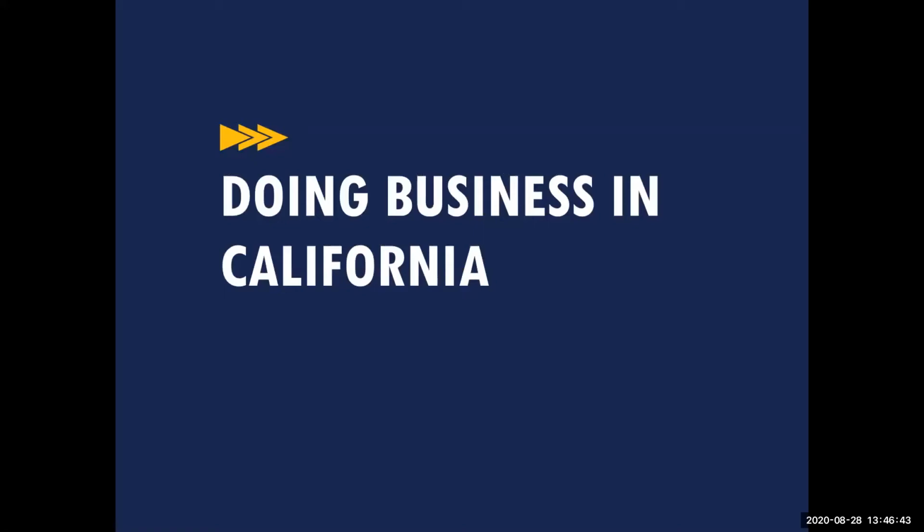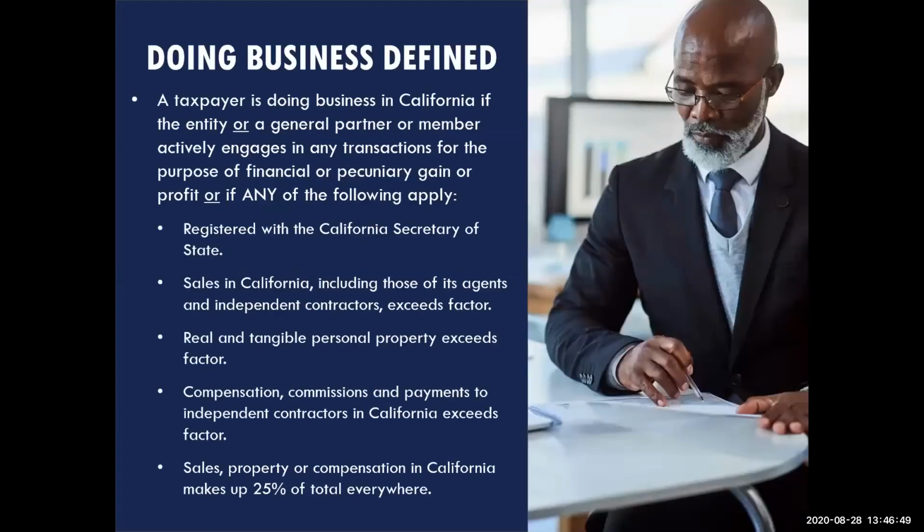Okay, so moving on to the fun part of what is doing business in California. There's a lot of gray area here. It's always something we struggle with to advise on, as well as clients struggle to figure out themselves. This slide, I will say, is more of a doing business defined from a franchise tax nexus standpoint, but California says that a taxpayer is doing business in California if the entity or a general partner or member actively engages in any transactions for the purpose of financial or pecuniary gain or profit, or if any of the following apply.